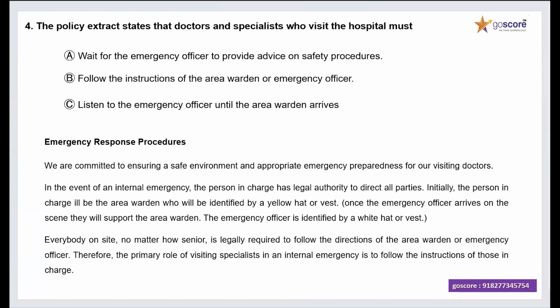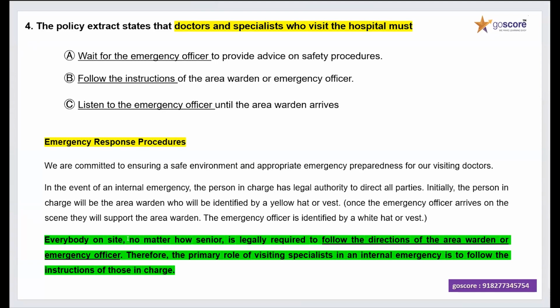See here, everybody on site. So everybody on site, no matter how senior, that means whoever it is, doctor, specialist, nurses, or whoever, is legally required to follow the directions of the area warden or emergency officer. Same here, area warden or emergency officer. Therefore, the primary role of visitors, especially in an internal emergency, is to follow the instructions of those in charge, whether the area warden or the emergency officer.